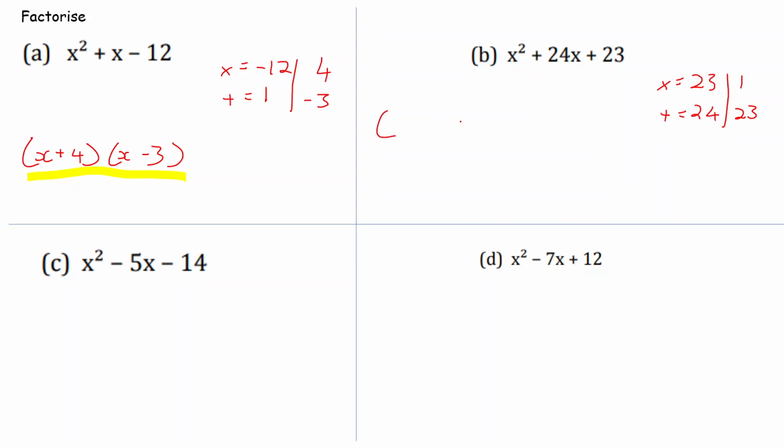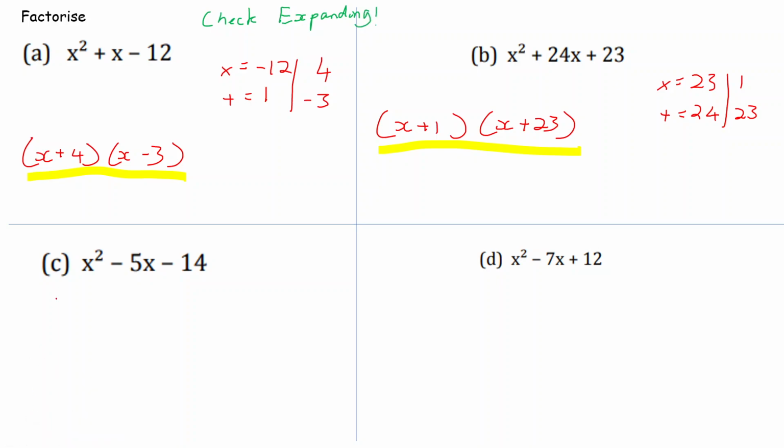So your two brackets here are going to be x and then x, and it's going to be plus 1 and plus 23 in either order. And again, for all of these questions, you can check your answers. Let's make a note of that because that's a really important thing to highlight again. You can check all of your answers by expanding. So it's a really, really good thing to do.